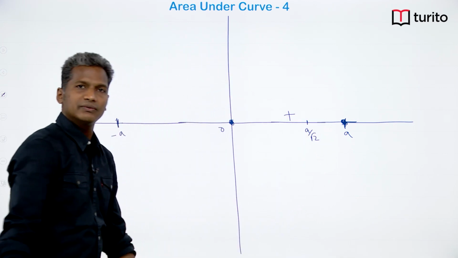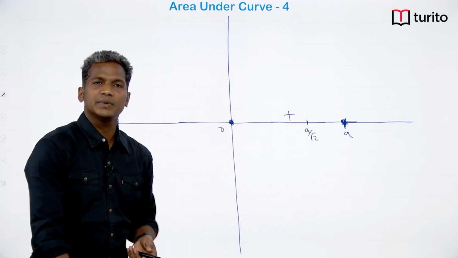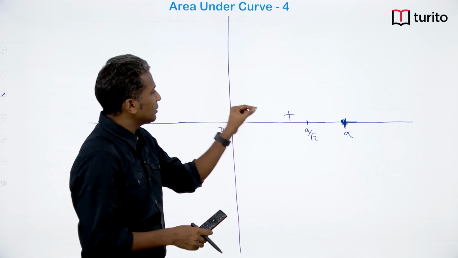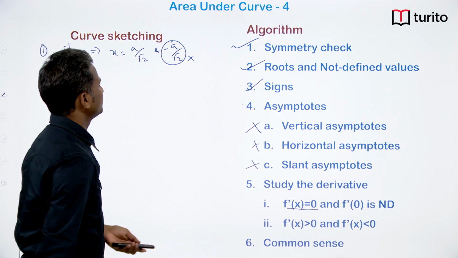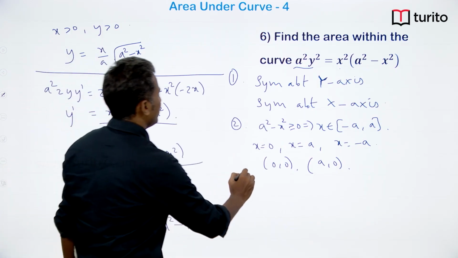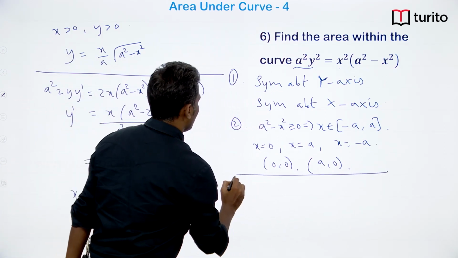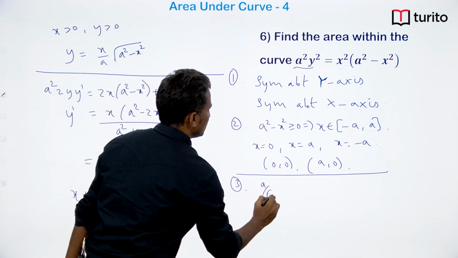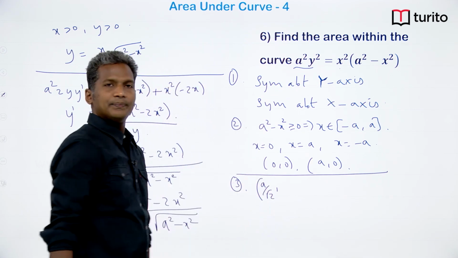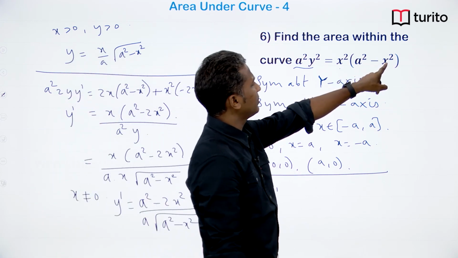Okay, a by root 2 is somewhere here. Here the derivative must be 0. Also, to get the point at a by root 2, let me substitute this in the function and check the value. So if I put a by root 2 for x here, what do I get for y? So let us just put a by root 2 here.